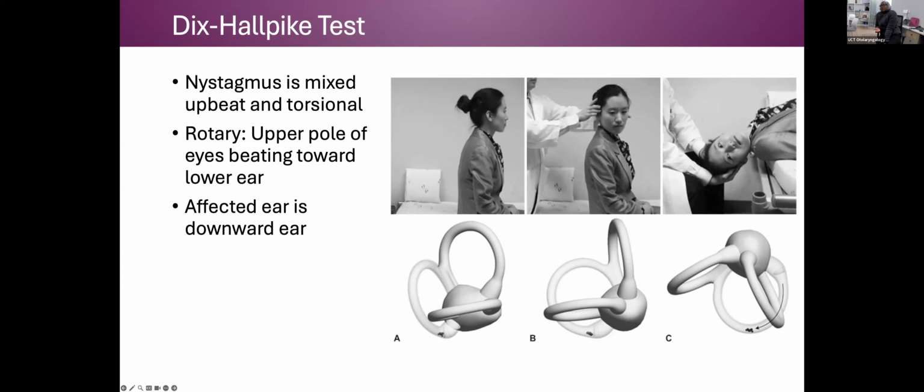I would like to know what's your practice after you've done the Epley and you're happy with the result for the patient, they're feeling better. What's the plan after that? When do you see them and what else do you give them?